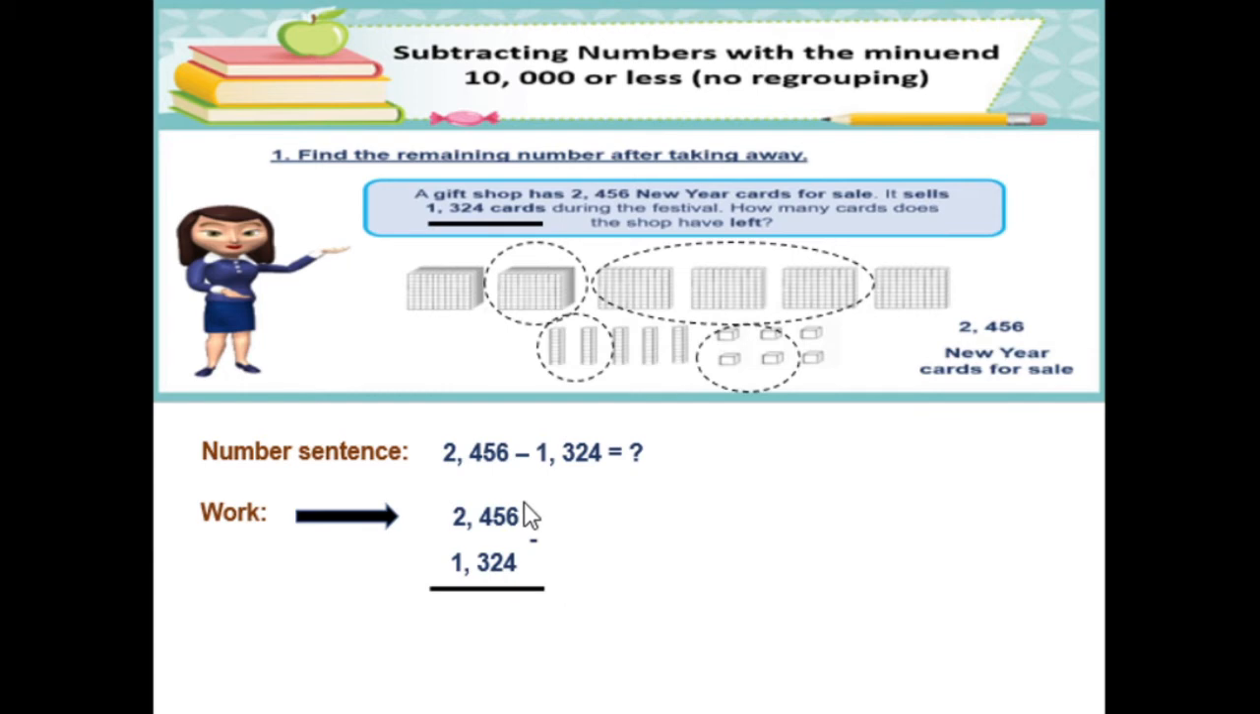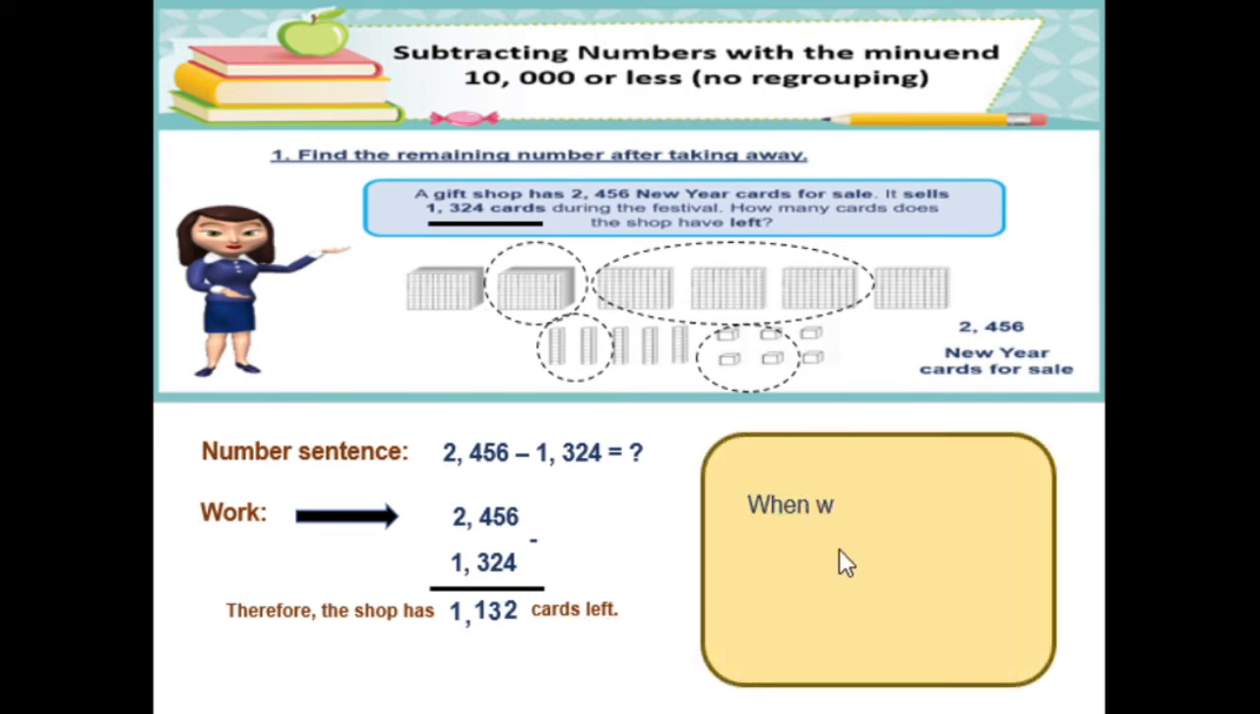Minus or subtract from the right. So it's 6 minus 4 equals 2. 5 minus 2 equals 3. 4 minus 3 equals 1. 2 minus 1 equals 1. So, therefore, the shop has 1,132 cards left.